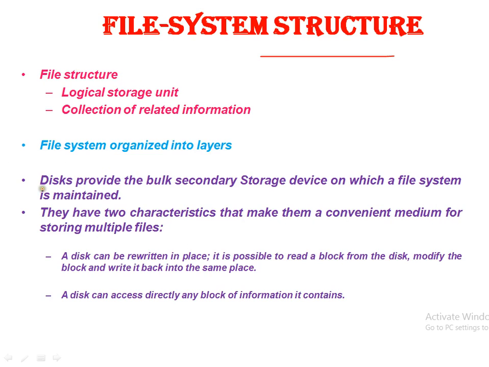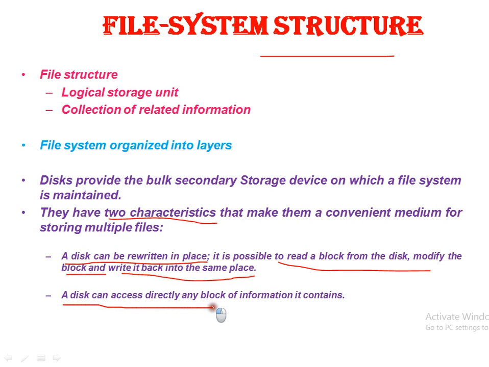Next, with respect to disks, disks may provide bulky storage, a secondary storage device on which a file system is maintained, where we will be storing our files. They possess two characteristics. One is a disk can be rewritten in place. That is, it is possible to read a block from the disk, modify the block and also write back into the same place. Second, a disk can be accessed directly.